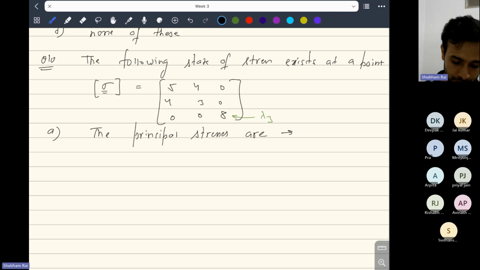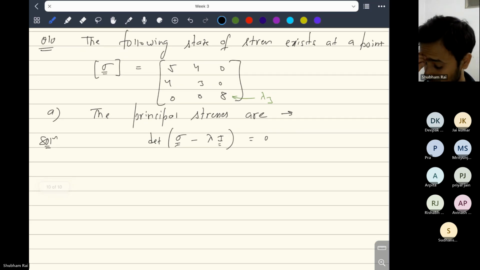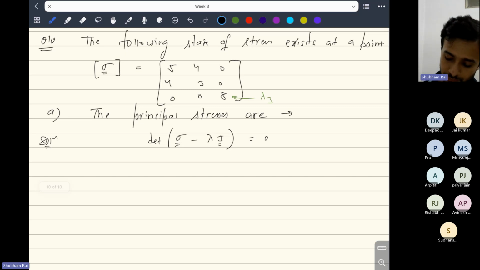So if you do that, this will be determinant of sigma minus lambda. You can just solve this 2 cross 2 matrix. So you write it in 2 cross 2 here, and you'll get 5 minus lambda, 4, 4, 3 minus lambda.